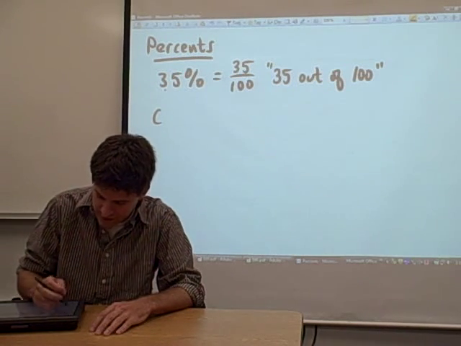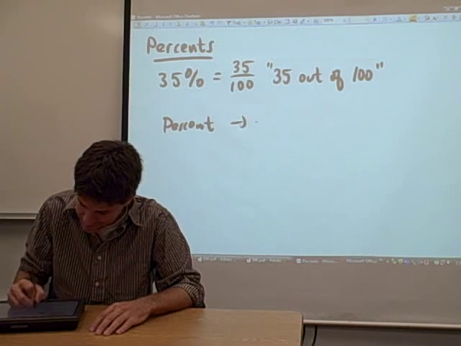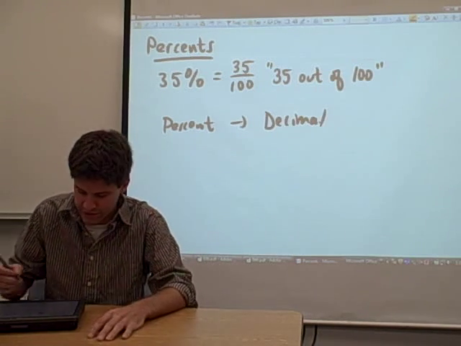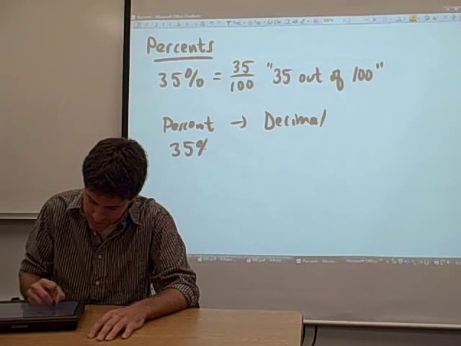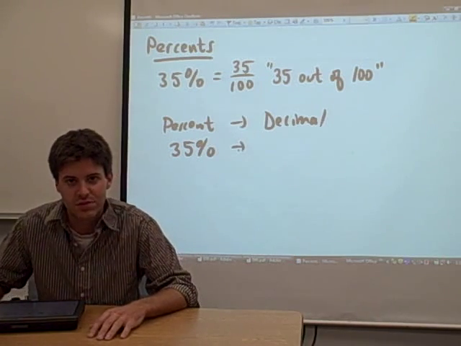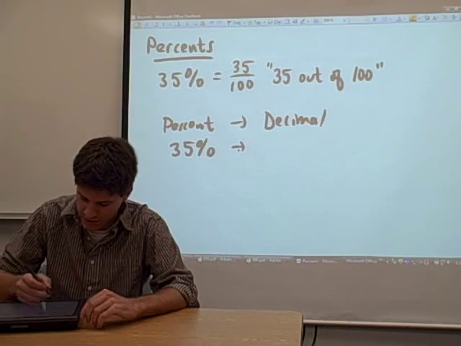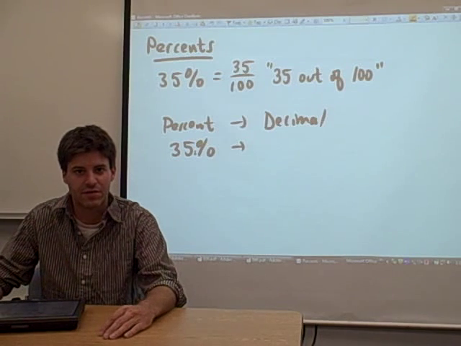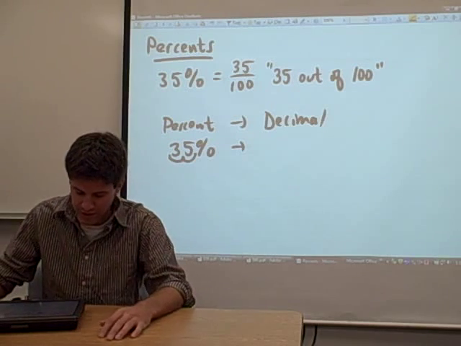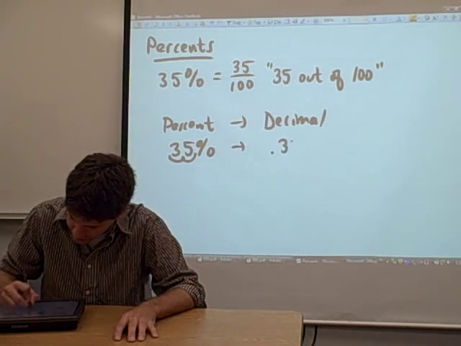We could convert a percent to a decimal. So for example, let's take 35%. Now converting a percent to a decimal is really easy. All we have to do is take the decimal place from our percent and move it to the left 2 units. So we have a decimal right here after the 35. You don't see it, but it's there. And all we have to do is move that decimal 2 places to the left, and we get 0.35.